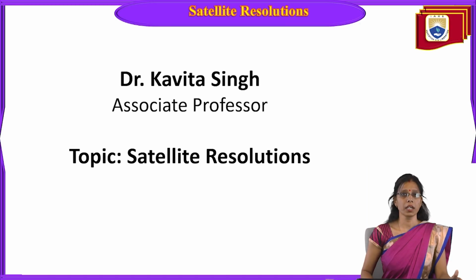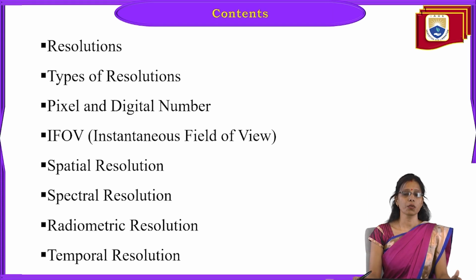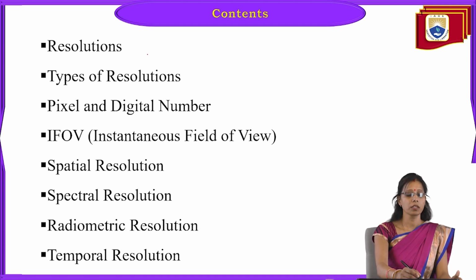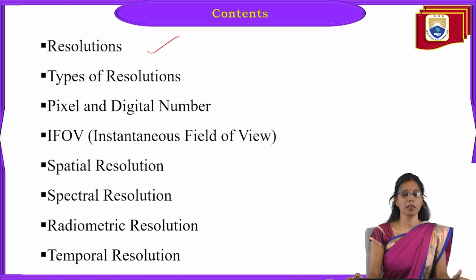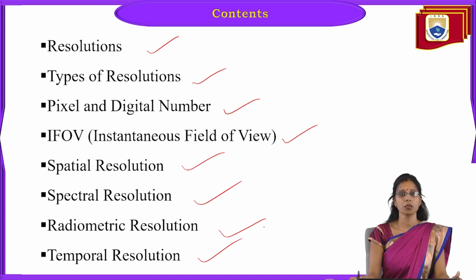Before we enter this topic, let us go through the contents. What are the contents we are going to discuss today? First, what are resolutions, and the types of resolutions: pixel and digital number, IFOV, that is instantaneous field of view, and spatial resolution, spectral resolution, radiometric resolution, and temporal resolution. So these are the contents we are going to discuss about satellite resolutions in this topic. So let us start with resolutions.